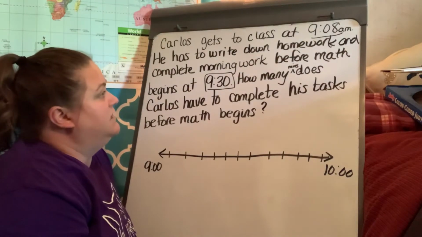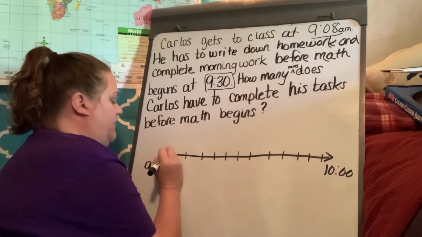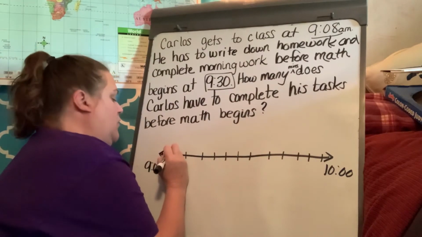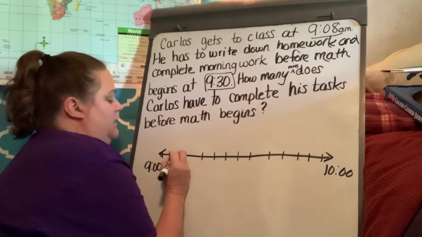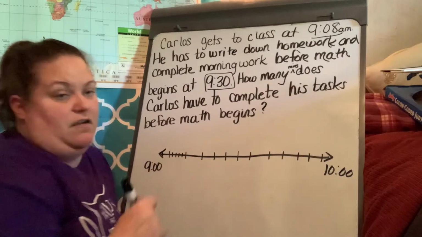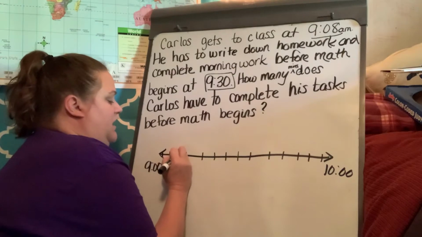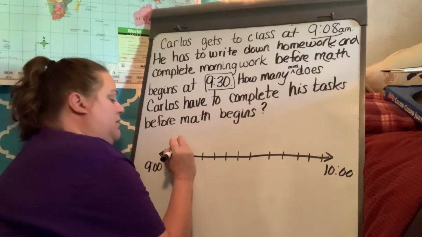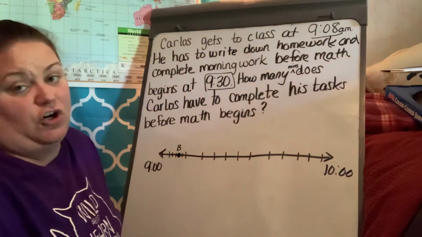So Carlos gets to class at 9:08. So this would be 5, 10. So this is 9 o'clock. So this is 9:05. So I'm going to do 1, 2, 3, 4, 5. So it'd be 5, 6, 7, 8, 9, 10, because I added lines in between. So this is 9:05, 9:06, 9:07, 9:08. 9:08 is what I'm looking for. So that dot right there, I'm plotting that dot. That is when he begins. I'm going to put a B by that. That's when he gets to school, or gets to class to start his work.